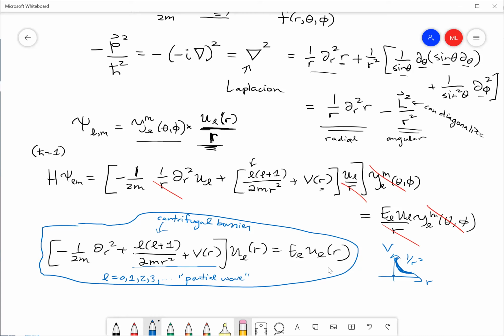So this is what we'll look at for hydrogen. Of course, we just have to replace this V with a Coulomb potential, and we'll go from there. But this is another good place to pause and see if there are any questions.